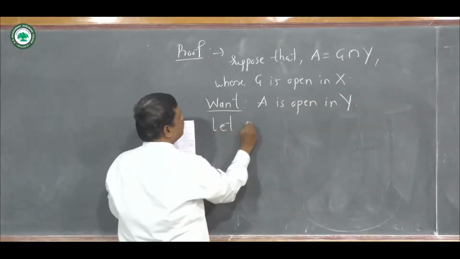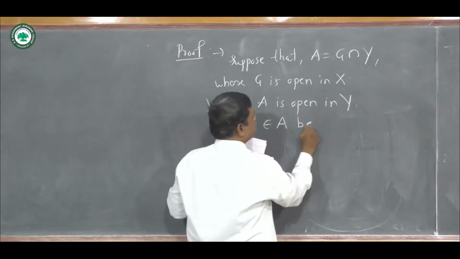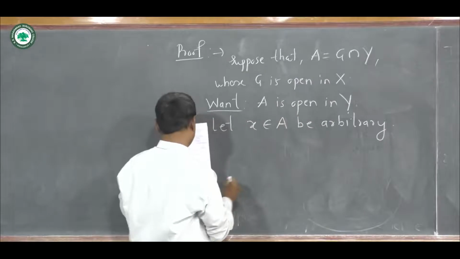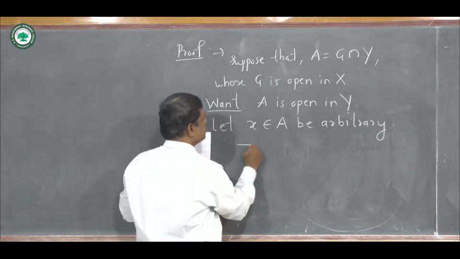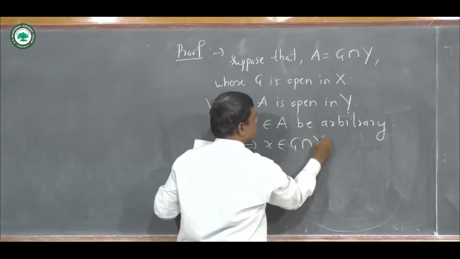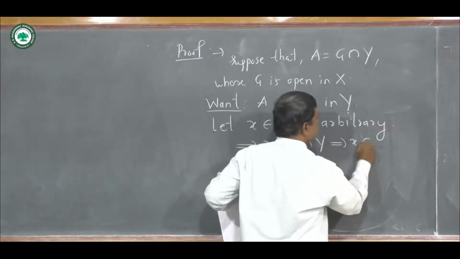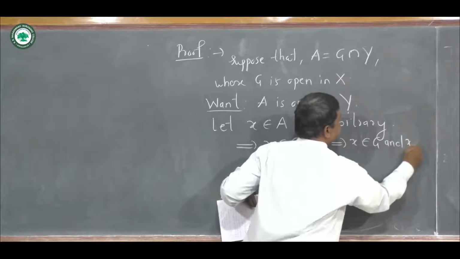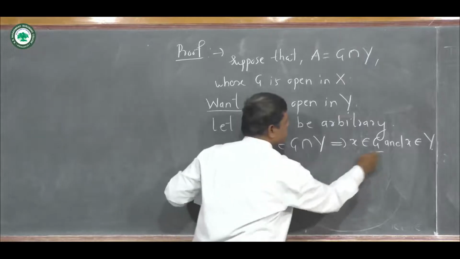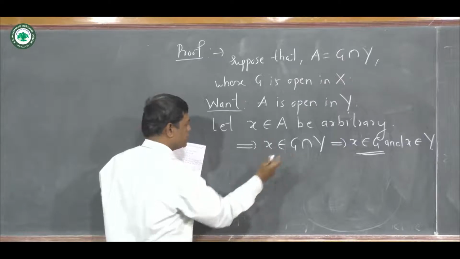So to prove that, first consider this: let x belongs to A be arbitrary. It means that this is an arbitrary element which is in the set A. So this implies that x belongs to G intersection Y, which also implies that x belongs to G and x belongs to Y. Now we know that G is an open set in X, so using that we write the next step.